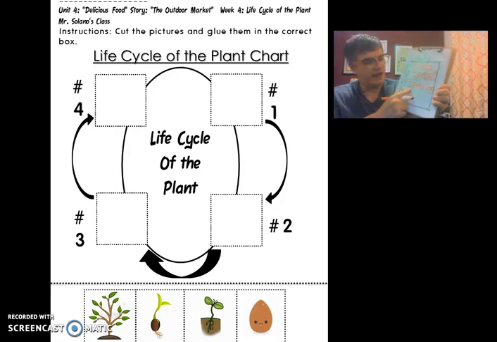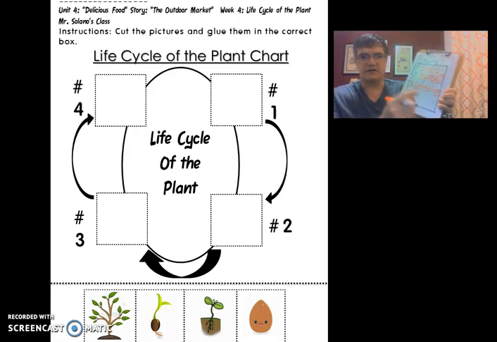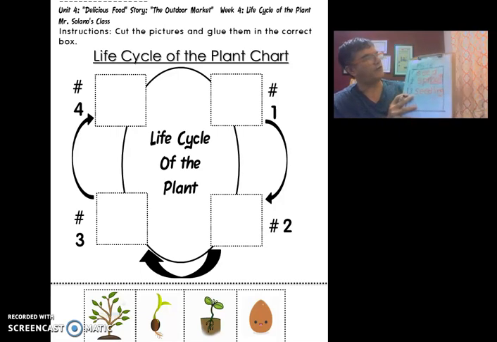Good job. And finally, the plant grows taller, has a lot of leaves, and the stem is stronger and thicker. And that's what the plant is, an adult plant. So I'm going to write adult, like me. I am an adult, like your mother or your father or your grandmother or your grandfather. Those are adults. So I'm going to write adult.